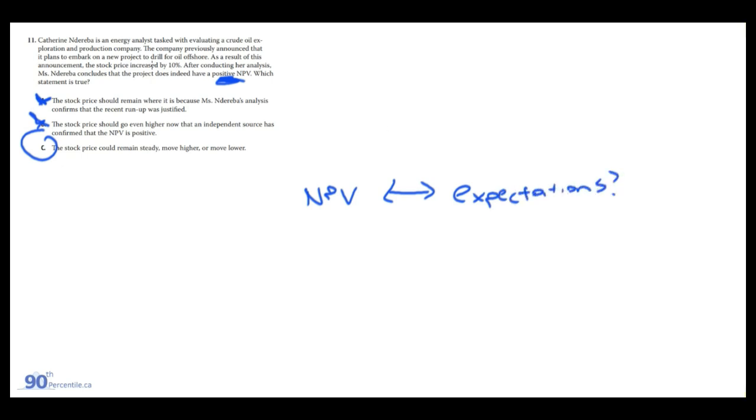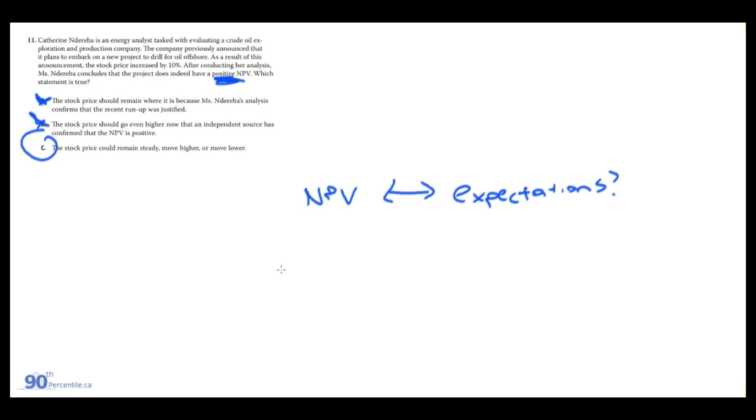Like, okay, sure, great, it's a positive NPV, but is it a million? Is it 100 million? Is it 250 million? And what were analysts expecting? What was guidance for the most recent quarter, right? So if it's lower than expectations, the stock's probably going to drop.